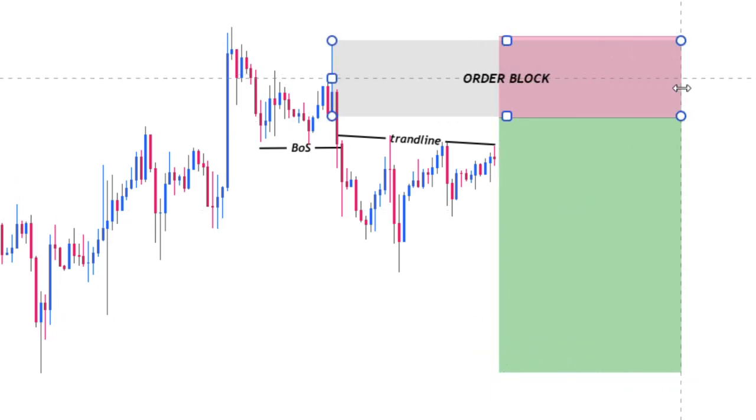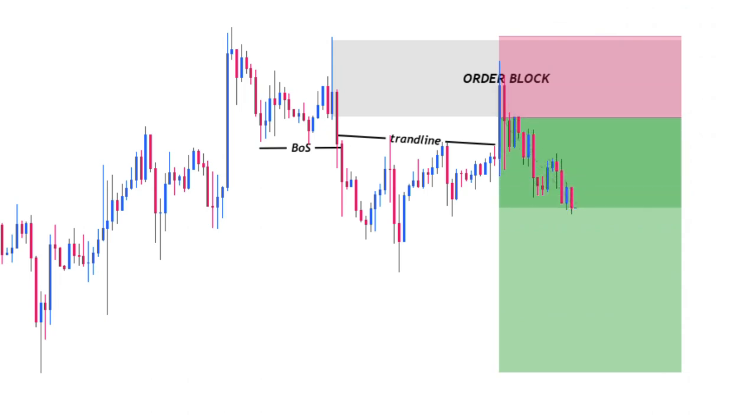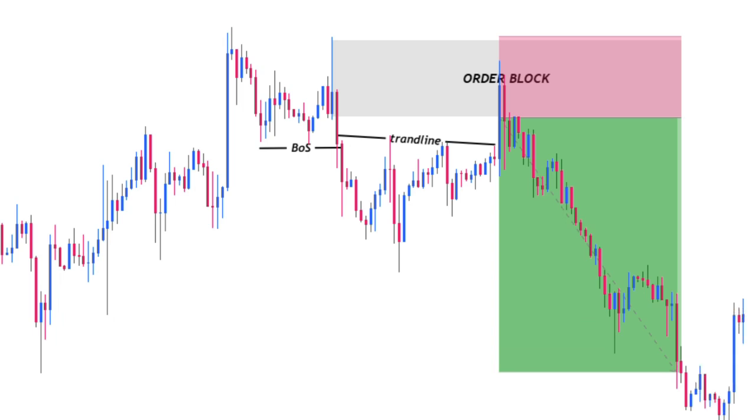This is why understanding liquidity changes everything. Price does not move because of indicators. Price does not move because of patterns alone. Price moves because large orders must be filled. If you remember one thing from this video, remember this. Liquidity always comes before direction.